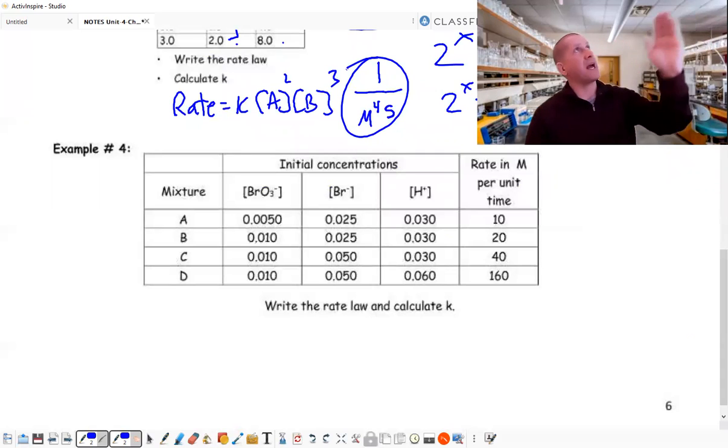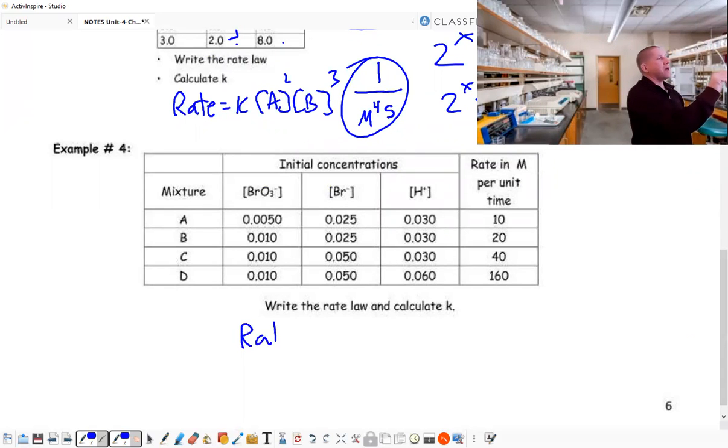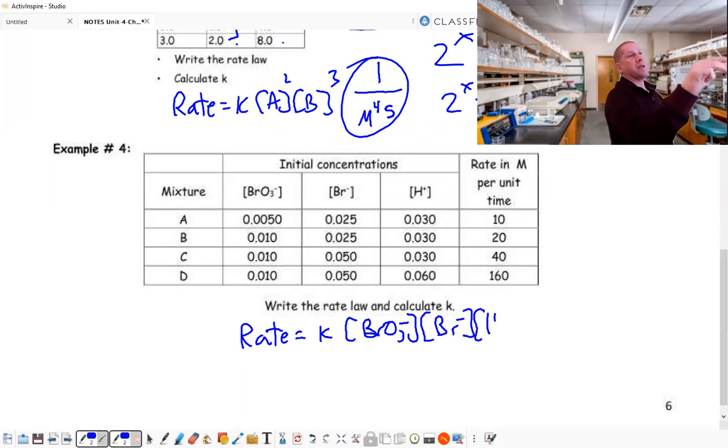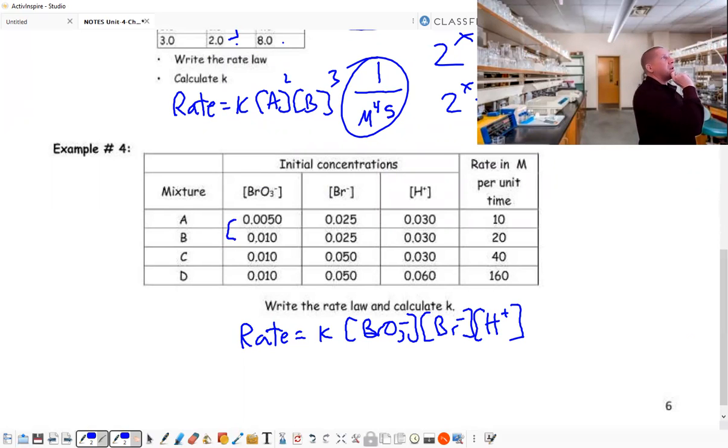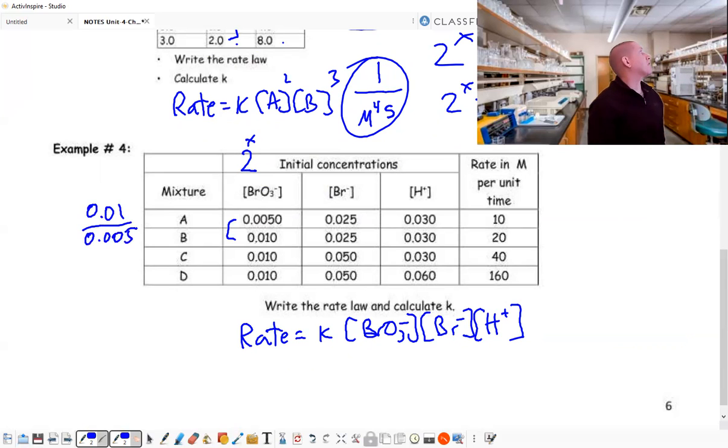So you can see this time there are 3 reactants. So we have to do all 3. So rate equals K times BrO3 minus times Br minus times H plus. So now we're going to do each one individually. I like to do them actually right above it. You'll see as we start to do more of these. I'm going to compare that one right there, and I'm going to see that it doubles. So 2, I'm going in that direction. So 0.05 to 0.1. And if you're unsure, 0.01 divided by 0.005. And that will get it to you.